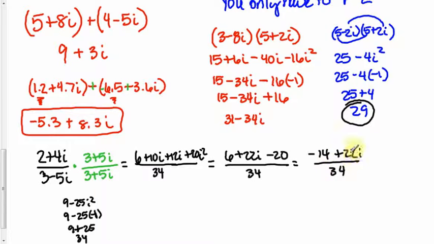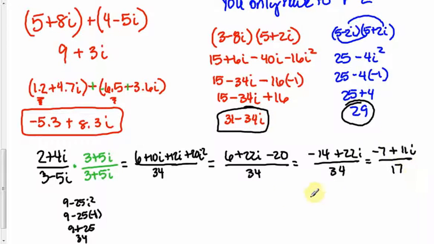These three outside numbers are all divisible by what? 2. So you got to reduce the fraction. Negative 7 plus 11i over 17. Now with complex numbers, when you're dividing complex numbers like we are right here, you have to write your answer in complex number form. Did you notice this was in complex number form, a plus bi? Wasn't plus, but I told you it could be minus.